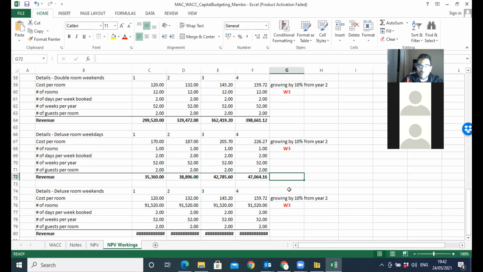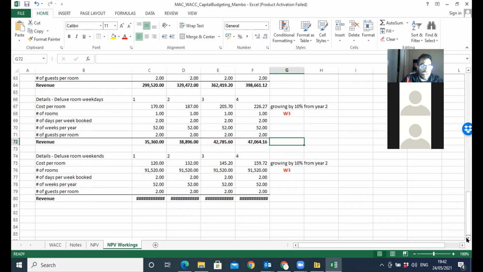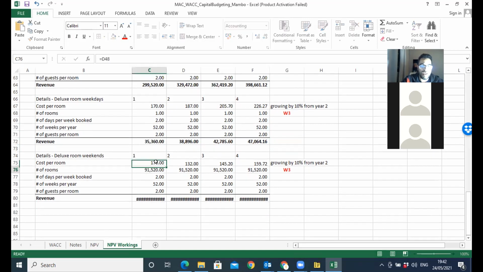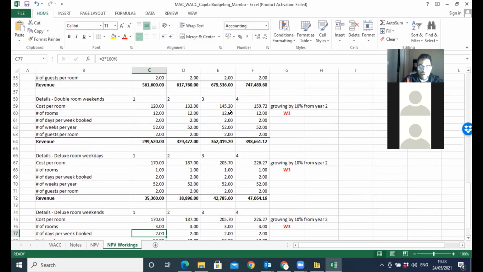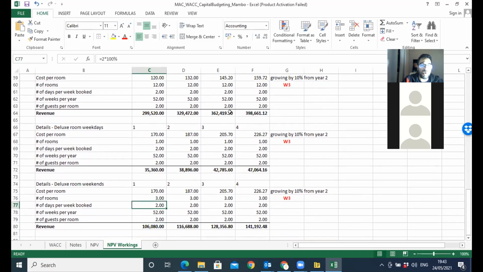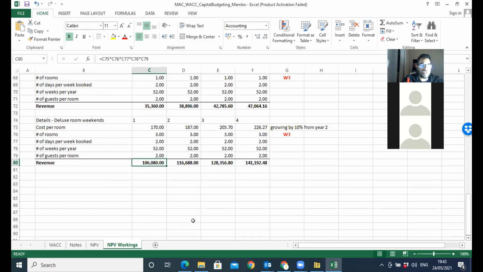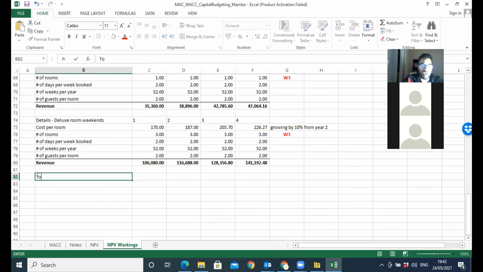Okay. Over here, cost per room, 170. Number of rooms is 3. Number of days per week, 2. Number of weekend days per week, there's 2. 100% is occupied, so it's 2. Number of weeks per year, 52. Number of guests, so that is what my amount would come to. Now we can work out total revenue booking review. Total, let me just do this.